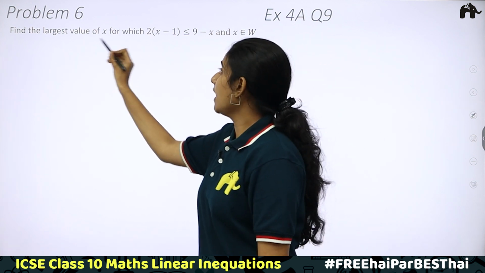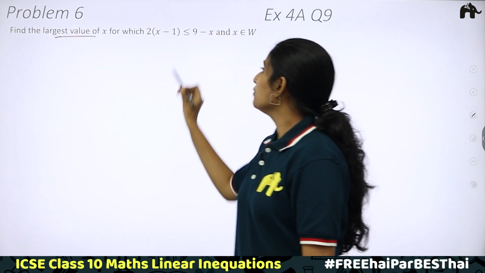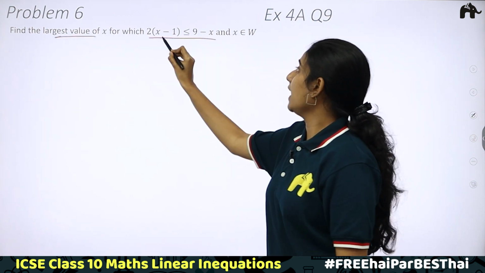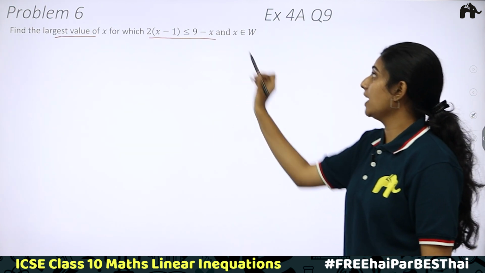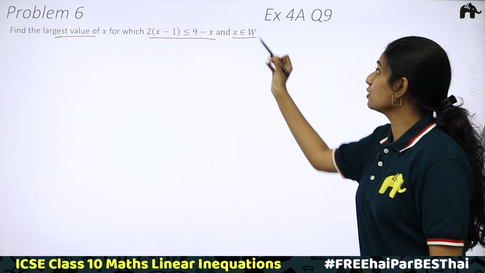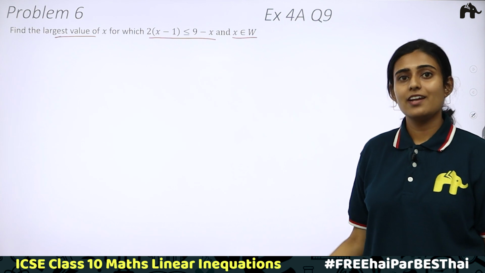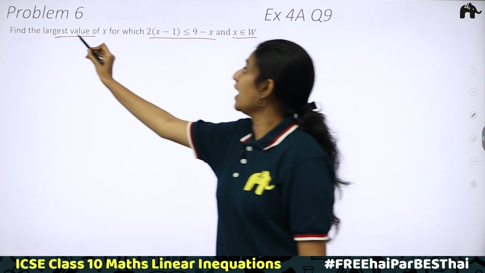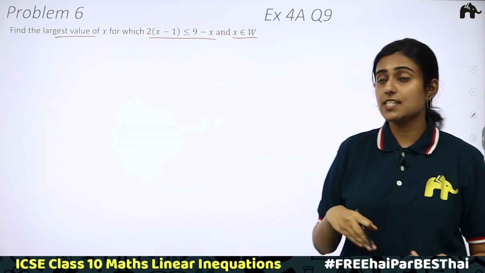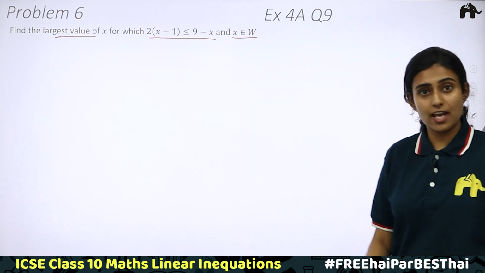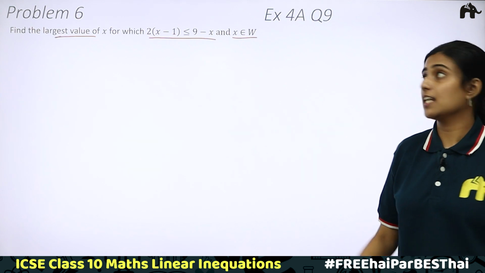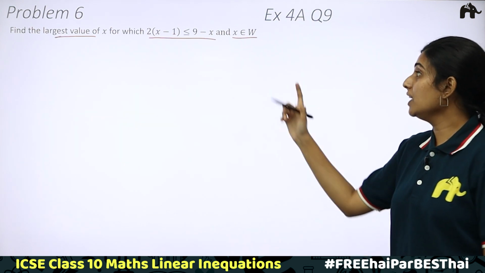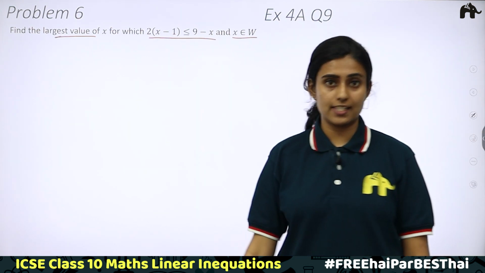Question number 9 of exercise 4A. Find the largest value of x for which 2 into x minus 1 less than 9 minus x and x belongs to W. What is W? W is the set of whole numbers. Okay. Here we have to find the largest value. In the previous question, we determined the smallest value of x and x was an integer. Here x is a whole number. We need to find the largest value of x.